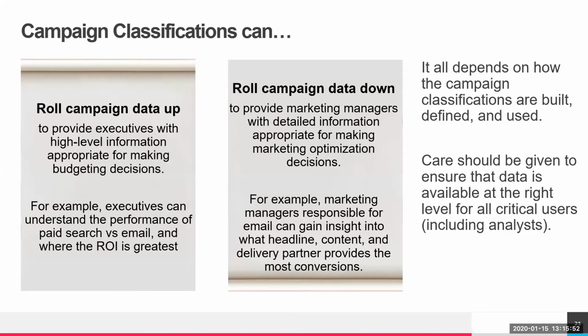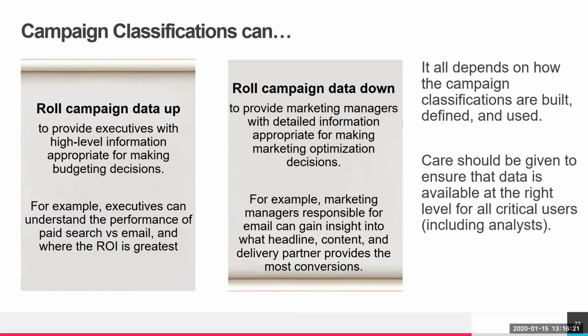Campaign classifications can be useful in many different ways and for many different audiences. They can be used to roll campaign data up to provide executives with high-level information appropriate for making budgeting decisions. For example, executives can understand the performance of paid search versus email and where the ROI is greatest. The marketing channel with the greatest ROI is likely where they will invest more in the future.